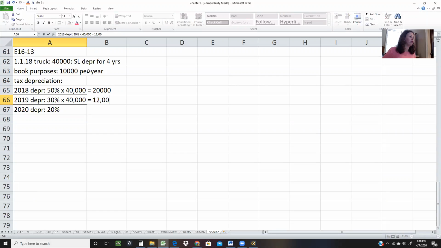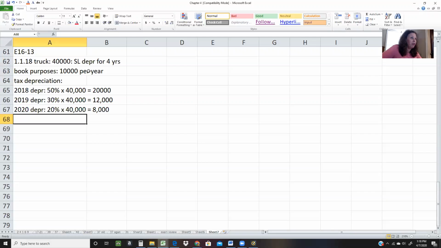12. And 20% times 40,000 would be 8. So for book purposes, we're taking 10,000 of depreciation each year for a total of 40, over a 4-year period. But for tax purposes, we're going to take 20, 12, and 8, which is 40,000 over a 3-year period. So our numbers are a little different for our book tax differences.